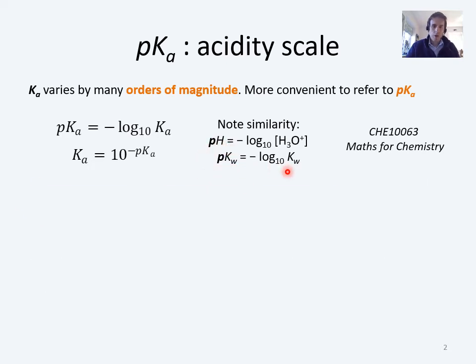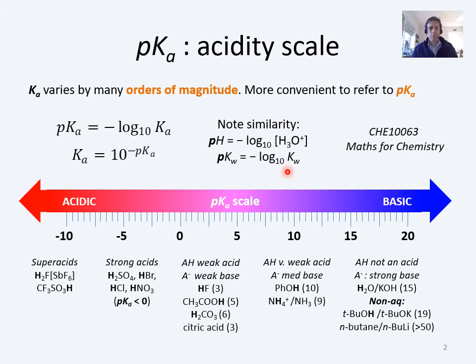Now once we've done that, we can start setting up a pKa scale for acids, and this is what we normally refer to. We don't normally refer to the Ka of an acid because that can vary from 10 to the minus 20 all the way up to 10 to the 10, which is quite a big variation. So we refer to pKa in this case.